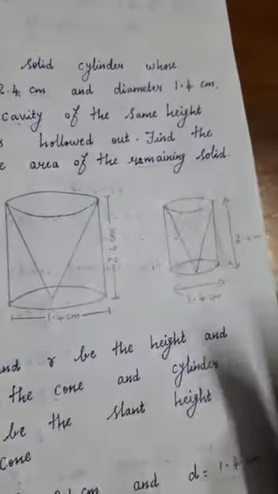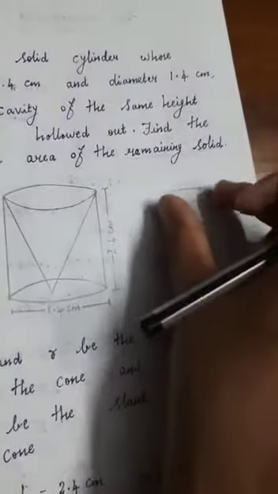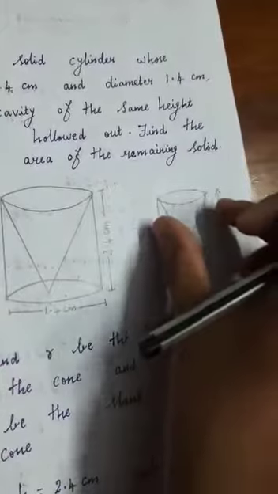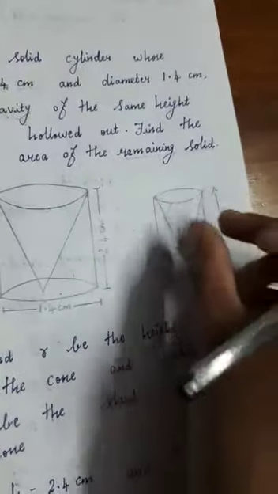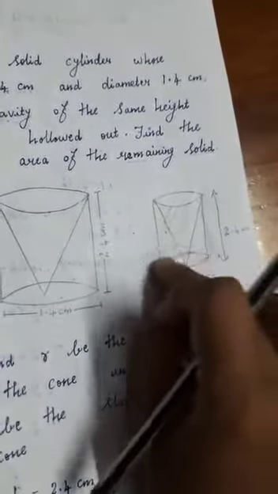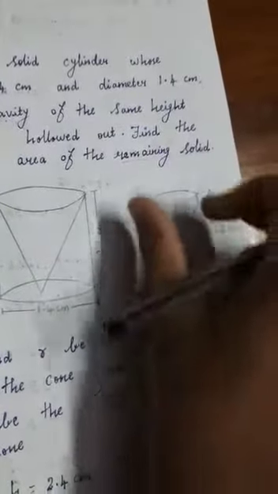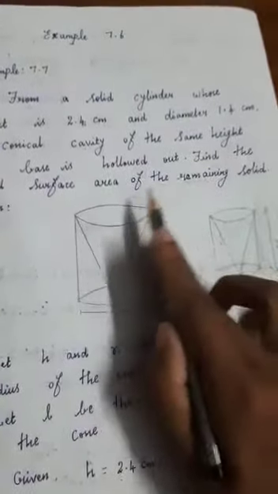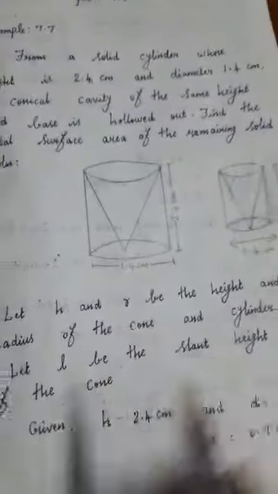So which are the parts of the remaining solid? Here the cylinder shape. So CSA of the cylinder plus CSA of the cone. Next, the cone touches the circle part, so that area of the circle. So these three things, if you add them, you can get the surface area of the remaining solid. Now you have to write.